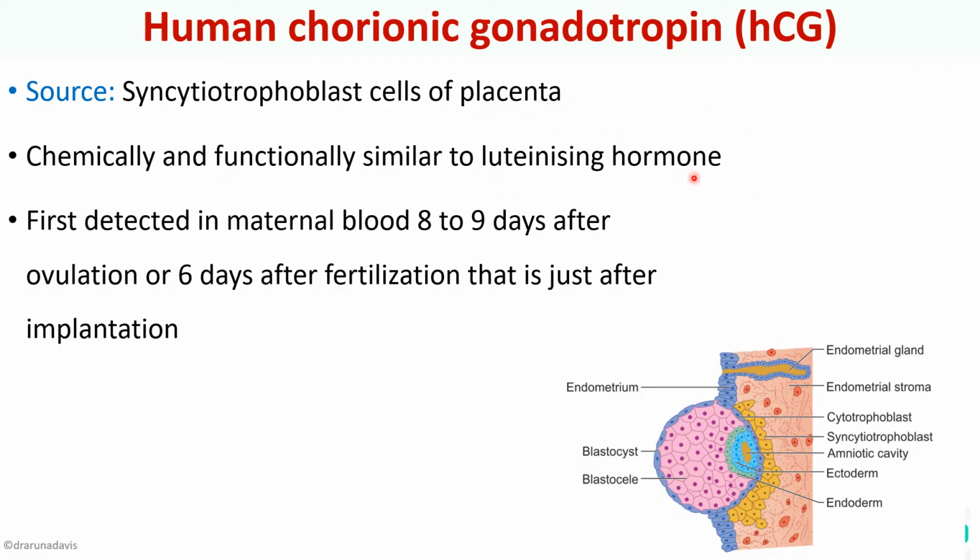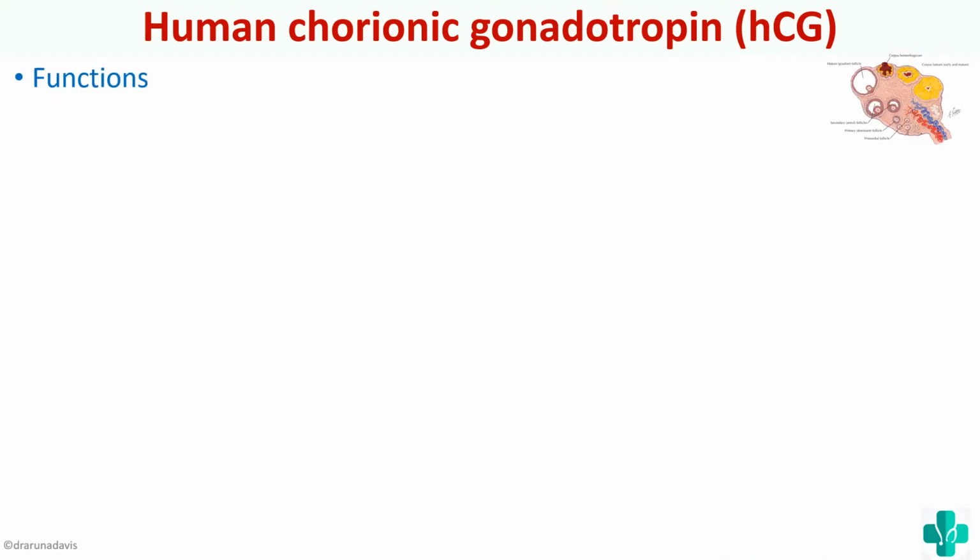It is first detected in the maternal blood 8 to 9 days after ovulation, or 6 days after fertilization, that is just after implantation. So just after implantation you will be able to detect this HCG, and that is why this is a very important test for pregnancy. Now, after writing these, you can also write about the functions of HCG.